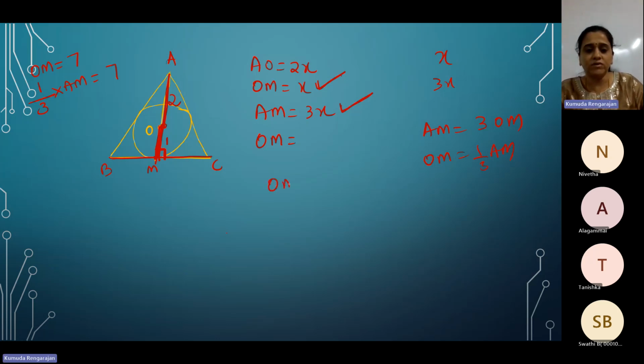So the radius OM is equal to 7. OM is 1 out of 3 parts of AM, equal to 7. So AM is 7 times 3, which is 21 centimeters. Now this is the altitude of the equilateral triangle. How do you find the altitude? √3/2 times the side is the altitude, which is 21. √3/2 A is equal to 21, so A is equal to 21 times 2/√3. So we found A, the side of the equilateral triangle, and then we find the perimeter.